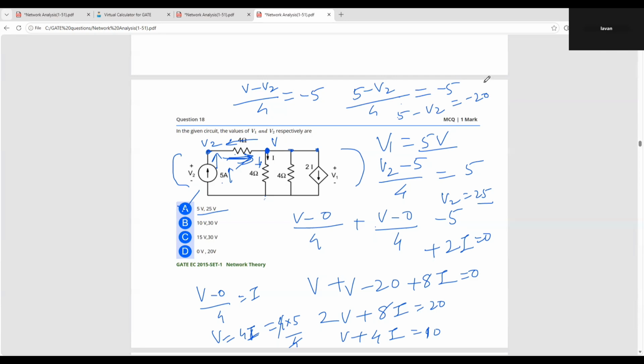If you want to find this current, it is V minus V2. If you want to find this current, it is V2 minus V. Here 5 is this current. So I took this minus this. Okay?